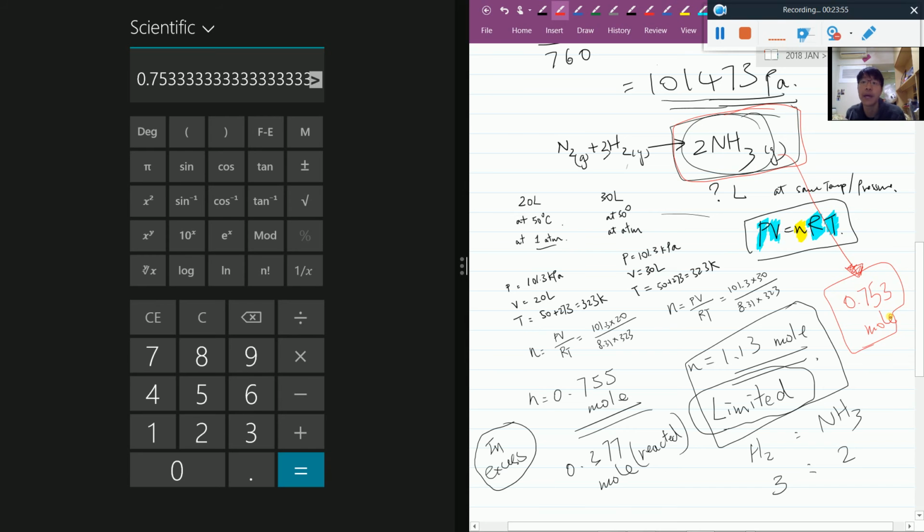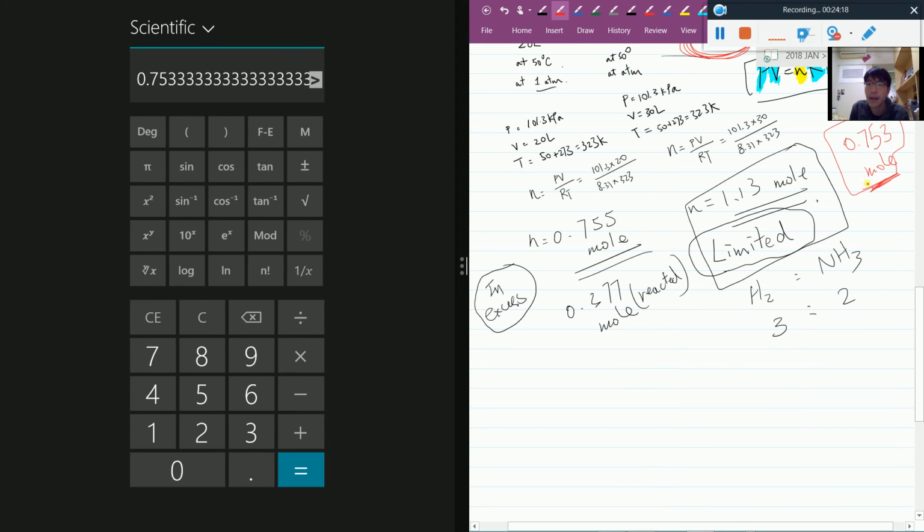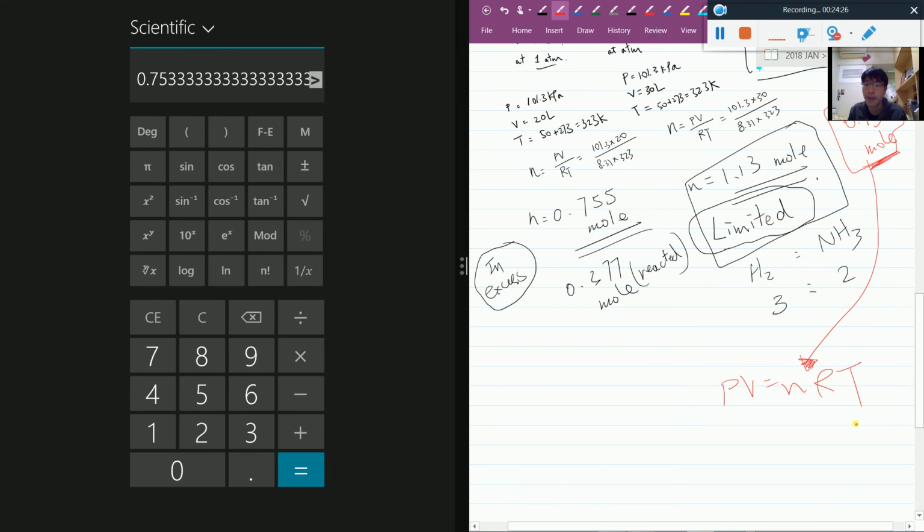But is this one the right answer? No. I'm very clear saying how much in terms of liters, and 0.753 is not liters. Once we've got the number of mole, we should change that into volume by the same formula, PV equals nRT. As I say, pressure is exactly the same, 101.3. Then volume is the one that we want to find out.